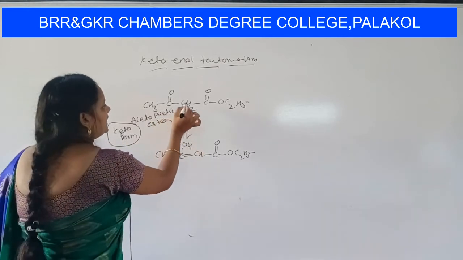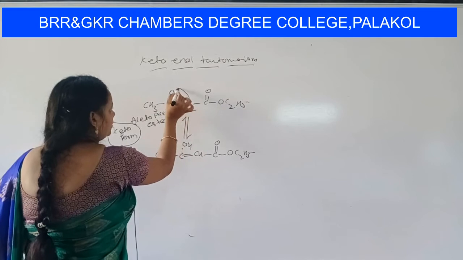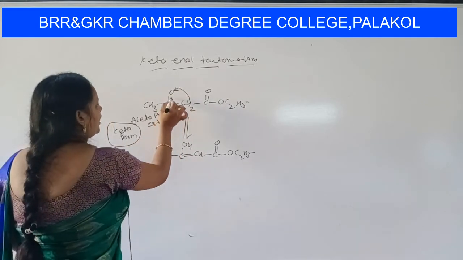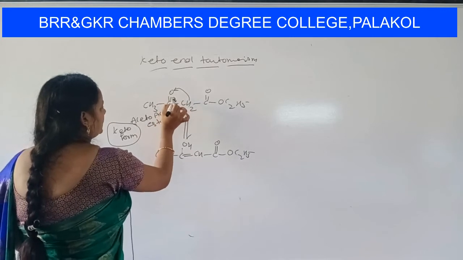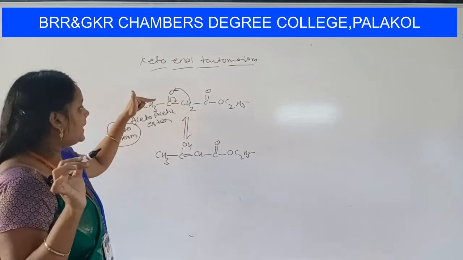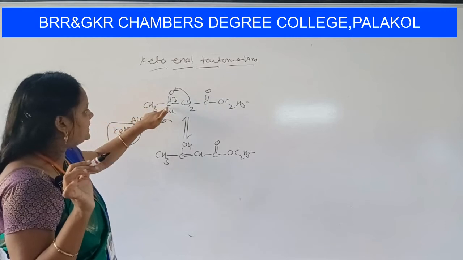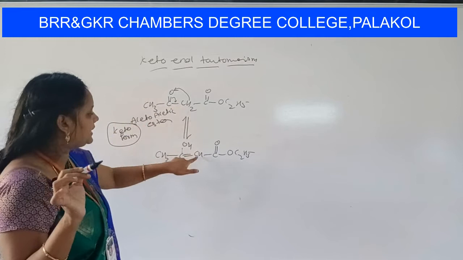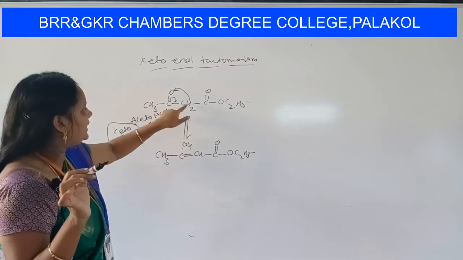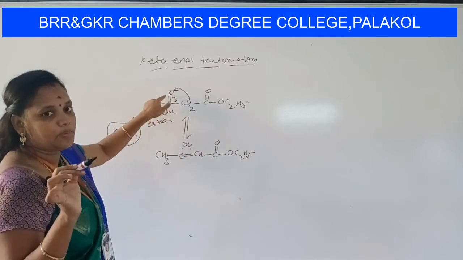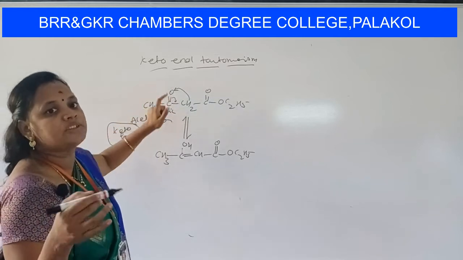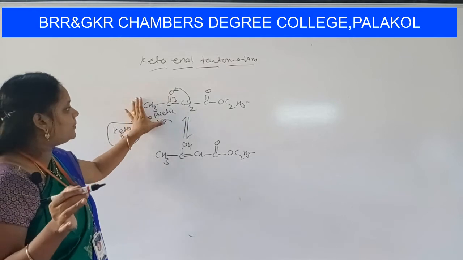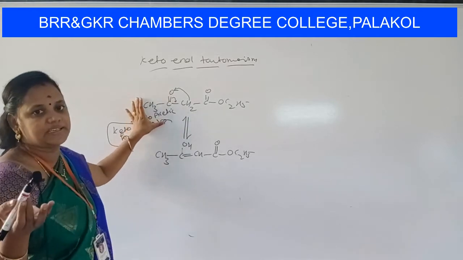Enol form means shift of hydrogen to the double bonded oxygen atom and shift of a single bond from C double bond O to the adjacent C. So the adjacent C single bond C becomes C double bond C, and this proton is shifted here. The double bond O carbonyl group becomes an OH group, a hydroxy group. Understood, students? Keto form is formed in a higher percentage than enol form.